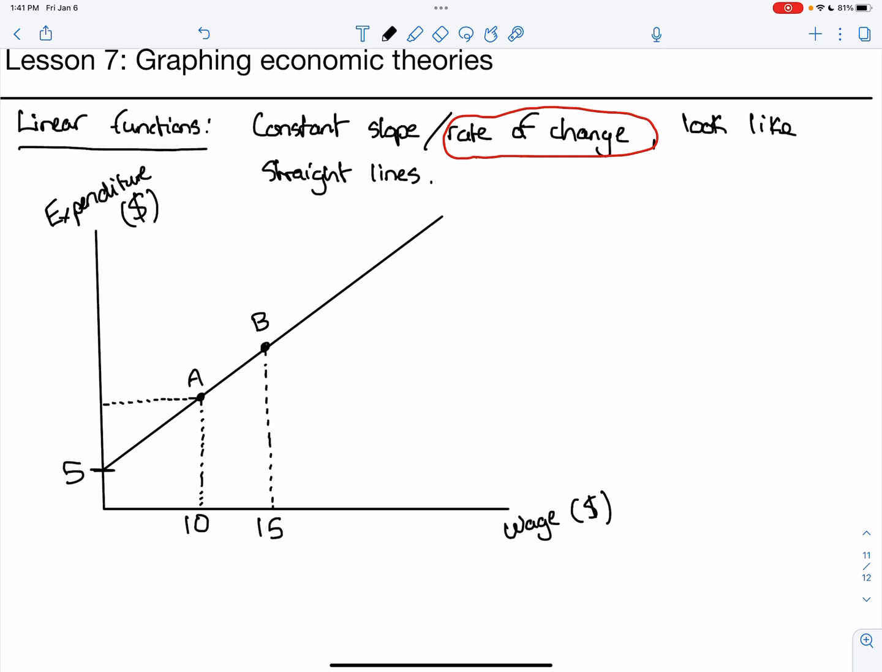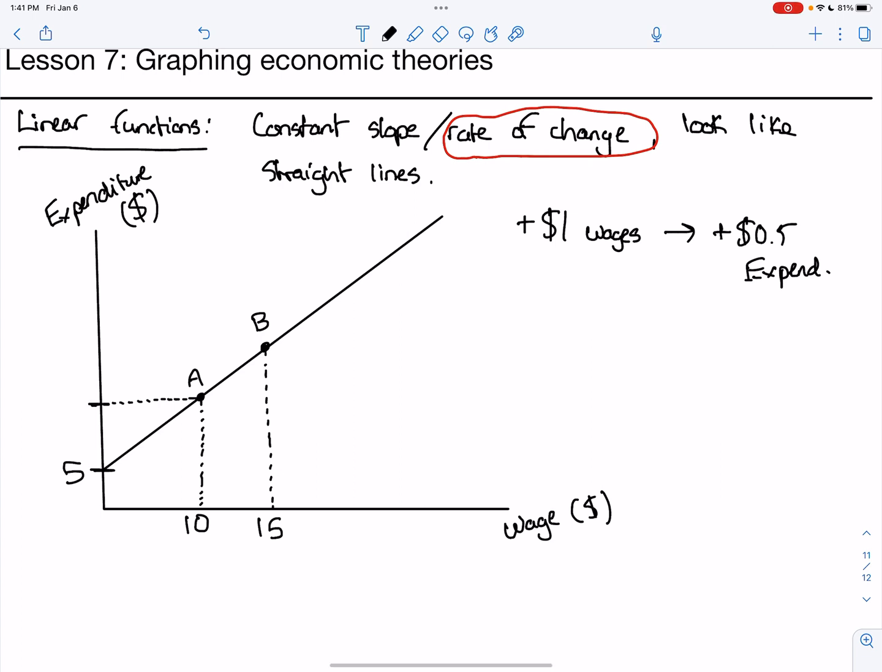So for every dollar increase in wages, we said that our expenditure goes up by 50 cents, a $0.5 increase in expenditure. So over here, we start at 5. There's been a $10 increase, so that would be a $5 increase in expenditure. That works out quite nicely, actually.